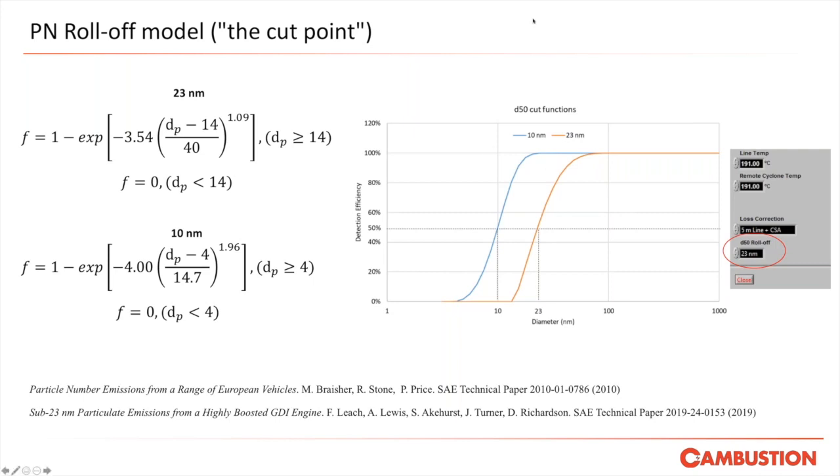In order to simulate that in the DMS and give that same measurement, we're using this relationship developed by the University of Oxford, which gives a mathematical equivalent of that roll-off function in a condensation particle counter, both for 23 nanometers and for 10 nanometers. And this is now built into the DMS software. So you can now select a 23 nanometer cutoff or a 10 nanometer cutoff.